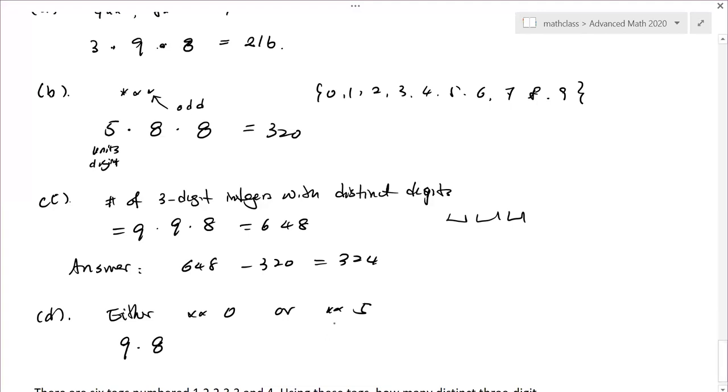The total number in the second group, and be careful. 5 is already selected, and 0 cannot be used, so only 8 digits you can choose for the first one. For the second one, 2 digits are already used, so only 8 choices. Okay, add them together. The answer is 130. Yes, 130. Got it? Good.